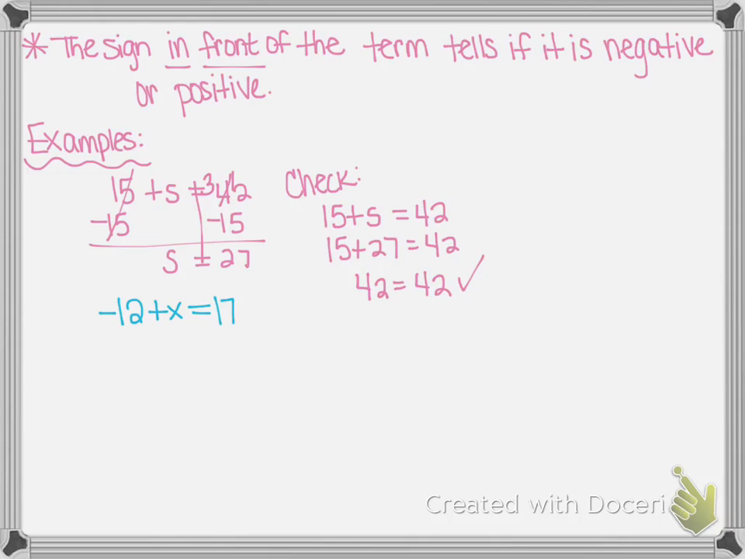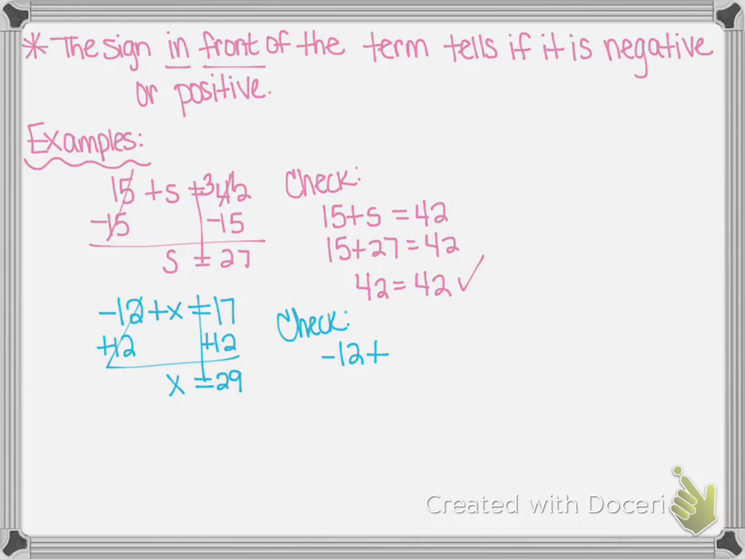Next example, negative 12 plus x equals 17. Now a common mistake for this one is to find that plus sign and do the opposite, which is subtraction. However, if we look in front of that 12, we see that it's negative. Negative and the subtraction sign we're going to use interchangeably, so the opposite of a negative 12 is a positive 12. That means we're going to add 12 to both sides. So when I do that, my 12s cancel. I'm left with x equals 29.